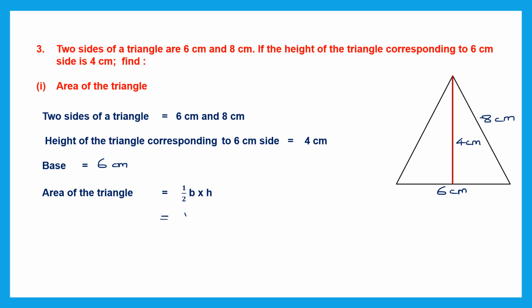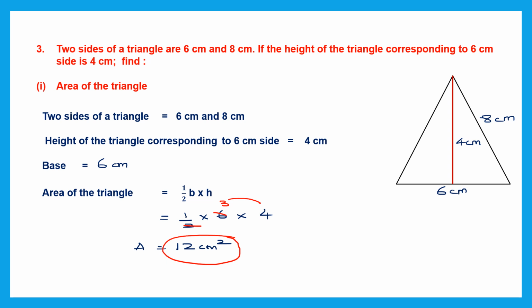So now 1 by 2 into the base, which is 6 centimeters, into the height, which is 4 centimeters. Cancel, 2 3s are 6, multiply, 3 4s are 12. So we have found the area. Area is 12 centimeter square. This is the first question that we have answered.